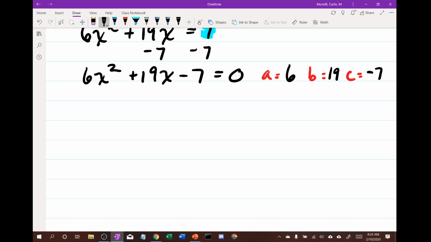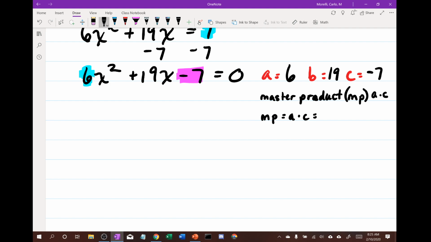So when we have a leading coefficient that is not 1, we have to multiply that leading coefficient by the C value, and that creates something called the master product, or MP. And that's A times C. So what is the master product? It's 6 times negative 7, and that is equal to negative 42.